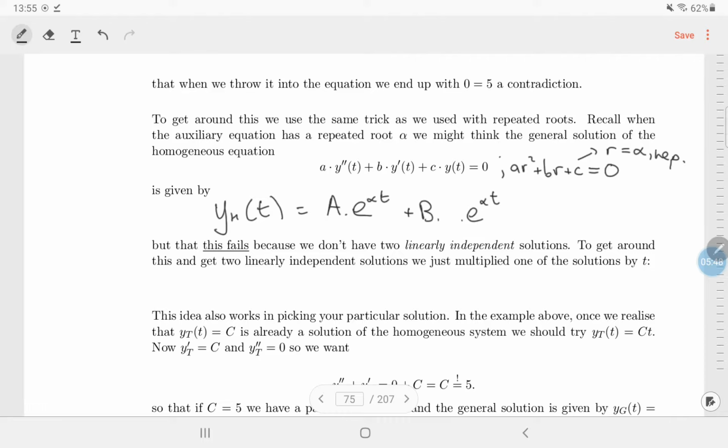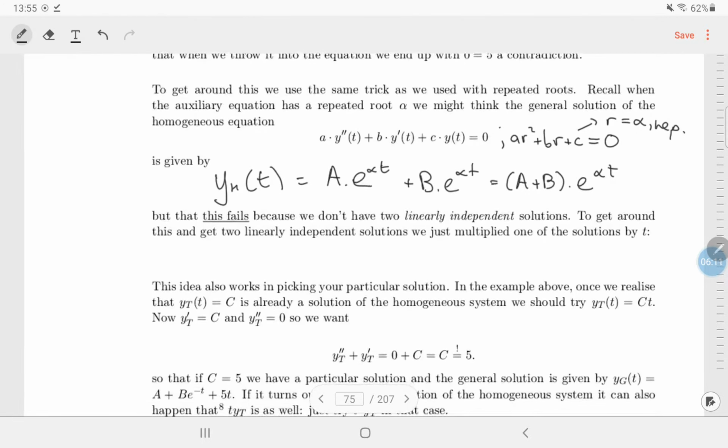And is that all the solutions? This fails because you don't have two different solutions. You get the same solution twice. Let me just fix this a little bit. So this does not work, because this is actually just one solution, because a plus b is really only one solution. So you need two different ones.